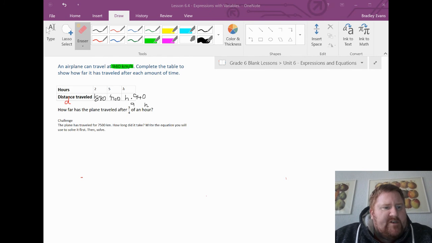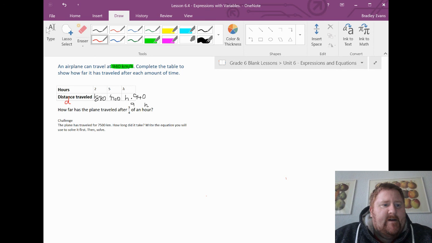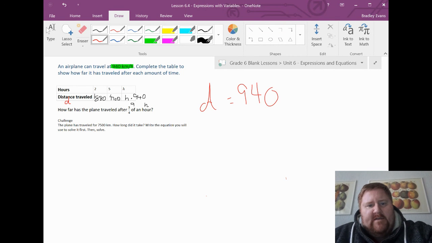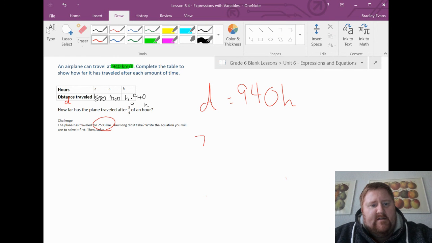So the challenge question here says the plane has traveled 7,500 kilometers. How long did it take? Write the equation you will use to solve it first and then solve. So we have most of our equations here. We can see that distance is going to be 940 times h, which is the hour. And let's see what information we have. The plane has traveled 7,500 kilometers. Okay, so 7,500 is our distance.